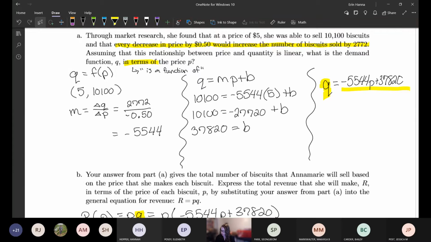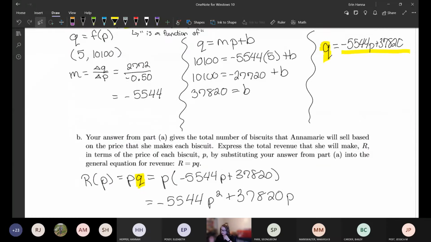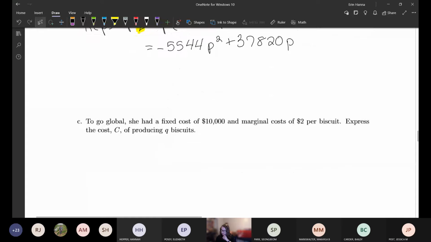To remind ourselves what we're doing here, because this problem is going to continue, we've got this woman Anne Marie, and she's selling dog biscuits. In the first question, we found the demand equation in terms of price. The big piece of this moving forward is that now we have a relationship between Q and P: Q equals this equation. We used that demand equation to find our revenue function. Since revenue is P times Q, and we now knew what Q equaled, we could replace it in. So we found our revenue.